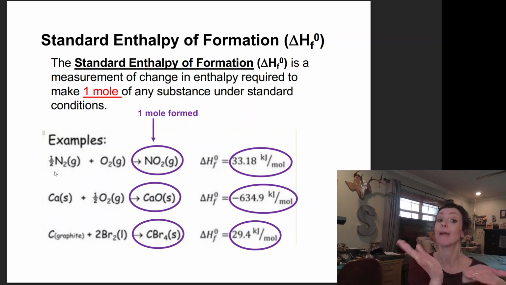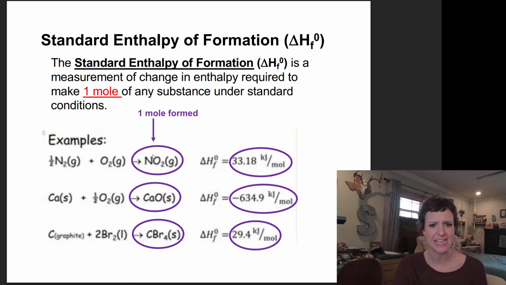Yes, we're not going to write our own standard enthalpy of formation equations. I wanted to show you what an equation looks like for an enthalpy of formation. But regardless, every single time I make 1 mole of anything, there's going to be an energy process or an energy change associated with that process. So the formation of 1 mole of nitrogen dioxide is going to be a positive 33.18 kilojoules per mole. That's actually an endothermic process because it's positive.